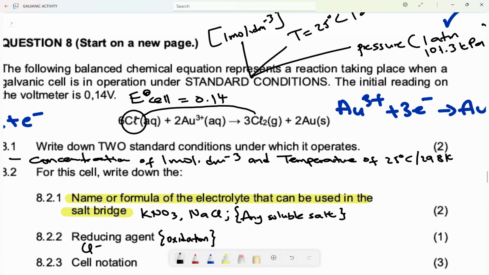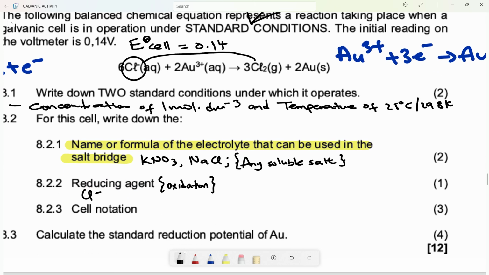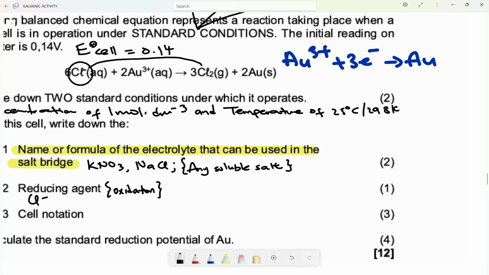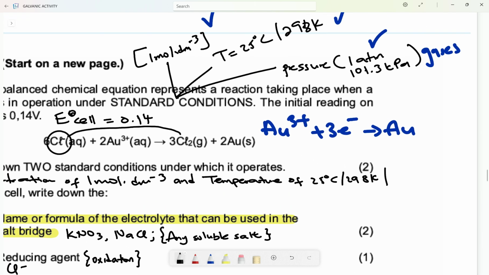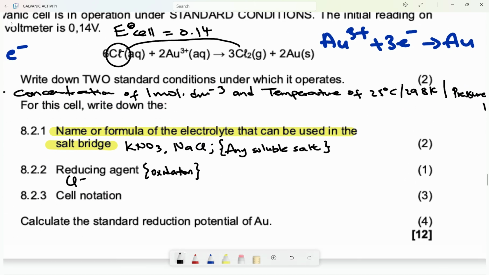Cell notation. Before we do anything, we just confirm: are we having any solid? Are we having any gases? No. Are we having any element that moves from aqueous to aqueous, or that does not change phase? No. Guys, I do have a gas here. If I do have a gas, it means now I can say pressure of 1 atmospheric pressure or 101.3 kPa. Sorry about that, I do have a gas there.